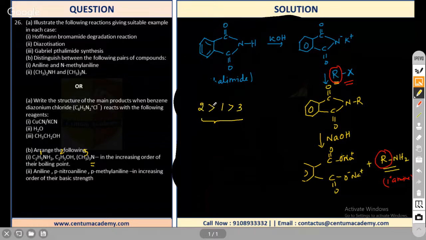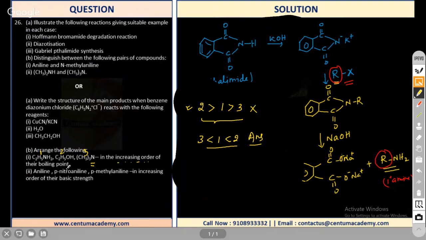In decreasing order, I have written it. Again, let me tell you, this is the decreasing order. The question asks for increasing order of boiling point. So the answer will be 3, then 1, and then 2. This is the answer for this question. Remember, if you write the other order, you won't get marks. Right?